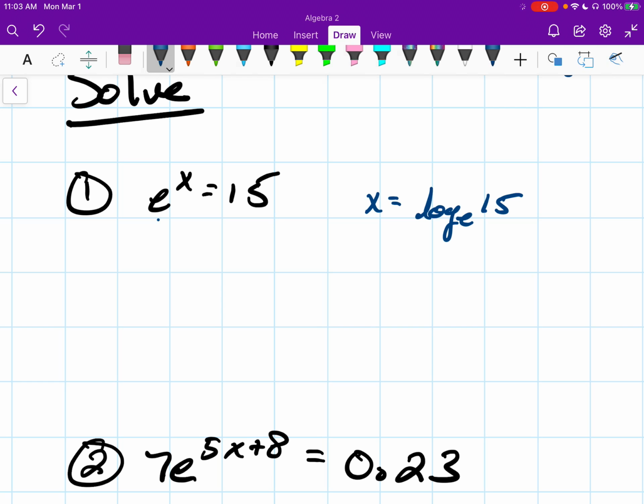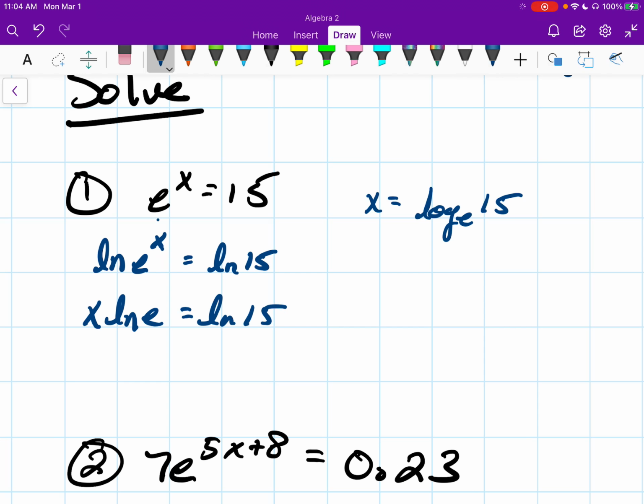That's more or less what we're going to do, but I think writing it the other way makes a little bit more sense. What I'm going to do here is put a log on both sides. So I'm going to say natural log of e to the x equals natural log of 15, right? I did something to both sides of the equation. Now my x can come out front because it's an exponent. So x natural log of e is natural log of 15. Natural log of e is 1, so it can just disappear, and x is natural log of 15.